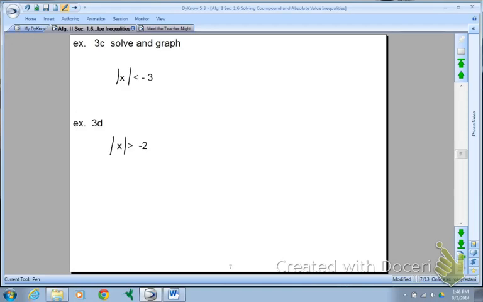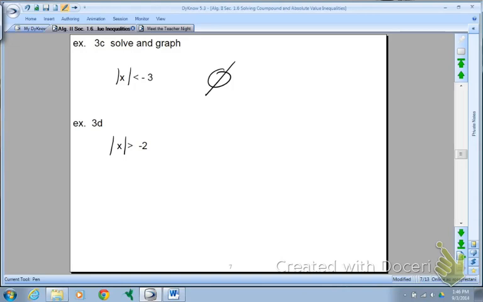Absolute value of x is less than -3. What numbers are less than -3? All negative numbers, right? What numbers are less than -3? All negative numbers. Can an absolute value equal a negative number? No. So, when you have a problem like this, it is no solution.